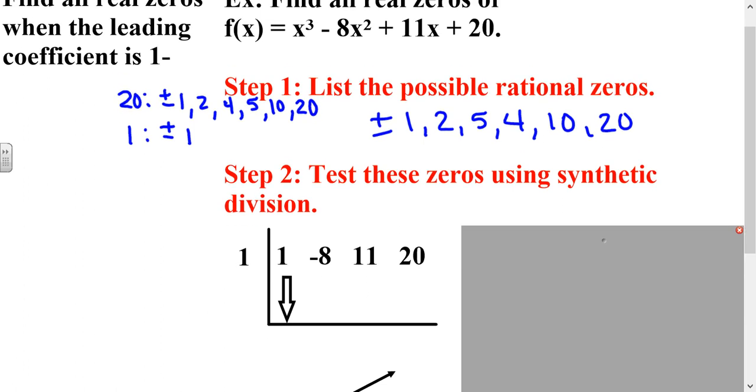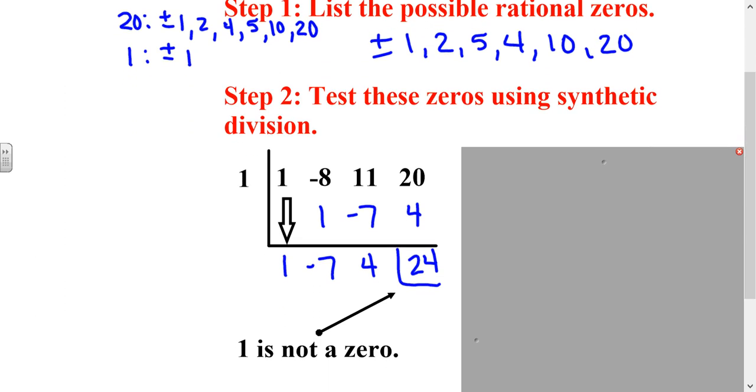then what we would do is we would bring down the 1, multiply, so we get 1, then add, so we get negative 7, then multiply, so we get negative 7, then add, so we get 4, then multiply, so we get 4, and then add, so we get 24. Now, if it has a remainder of 24, it doesn't divide evenly into the function. So unless we get a remainder of 0, then we have to try something else. So 1 is not a 0 because it didn't work.